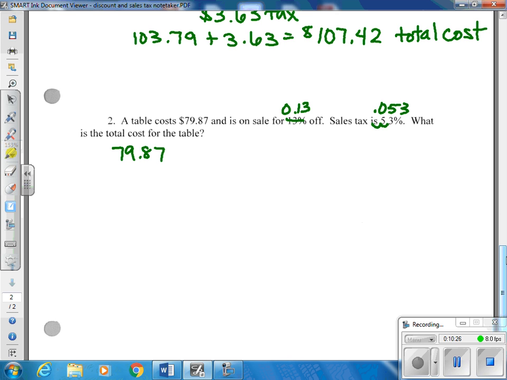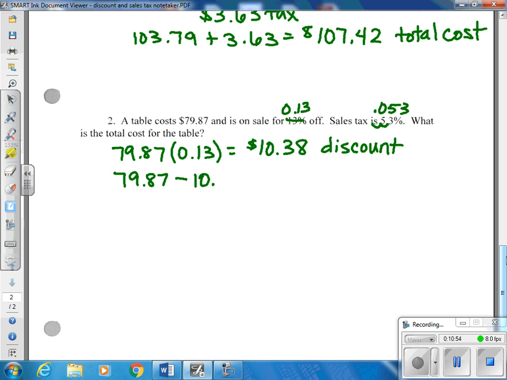Right? We need the discount rate first, which is the 0.13, so 79.87 times 0.13. When you multiply and round off like money's supposed to be, you end up with $10.38. That is known as your discount. Label all of your values so that you know which dollar amount goes with which label. Now, because that's how much you're saving, we have to subtract for discounts. So $79.87 minus the $10.38 is going to give us our sale price.